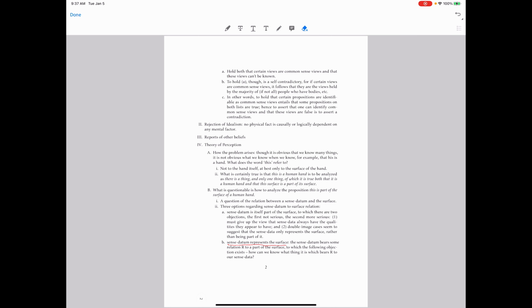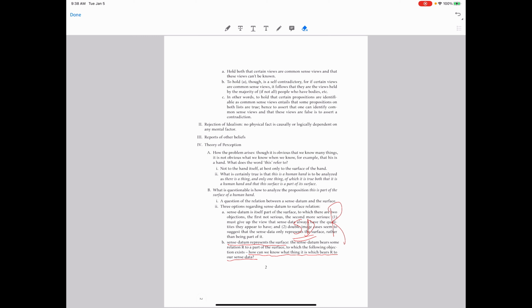Moore worries that this lands us in skepticism. He says, look, if that's true, if the sense datum bears some relation R to a part of the surface, how can we know what thing it is which bears R to our sense data? You've got this thing out there, and you've got a sense datum, and the sense datum represents this thing. But the only thing you're acquainted with is the data of sense. So how do you know anything about X based on that?